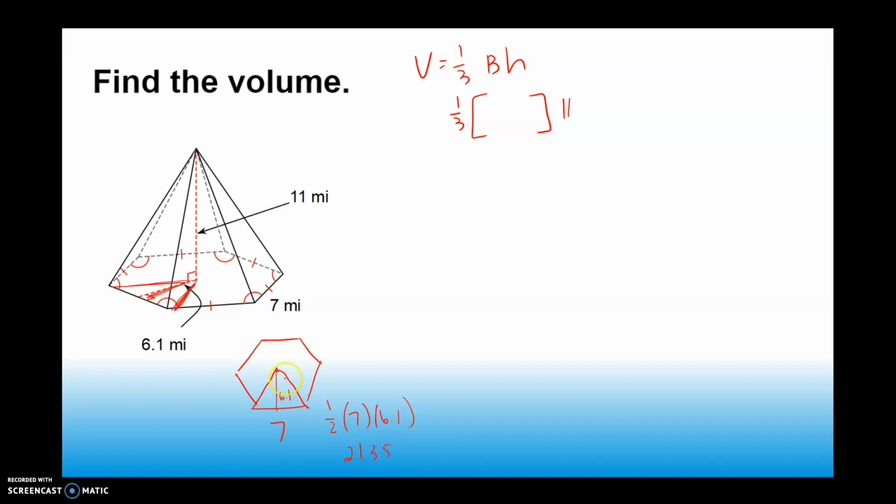21.35. But I have 6 triangles in here. So I'm going to take this 21.35 and times him by 6. And that's going to be what my big B is equal to. So big B comes out to be 128.1.